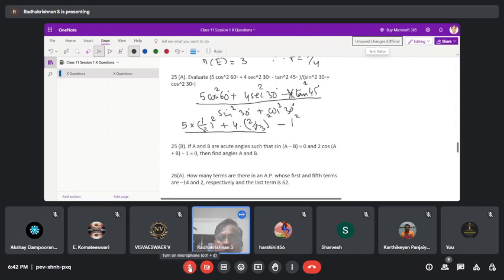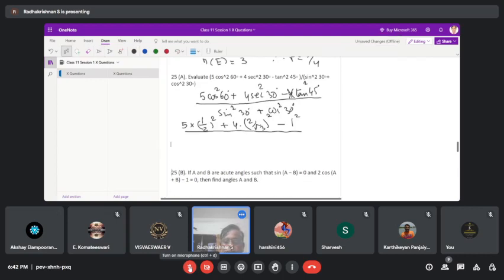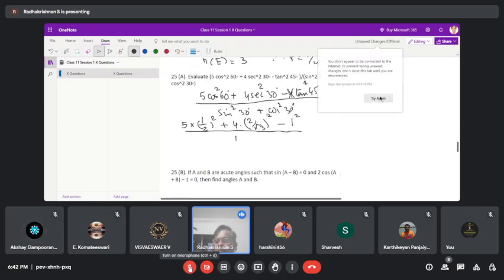Whole divided by sin square 30 plus cos square 30. Do you need to substitute? No. Sin square A plus cos square A is 1. You can write 1 instead of calculating and substituting.